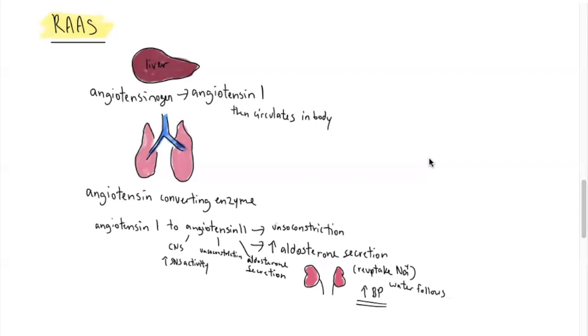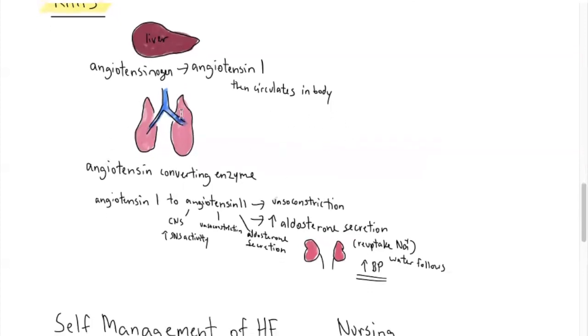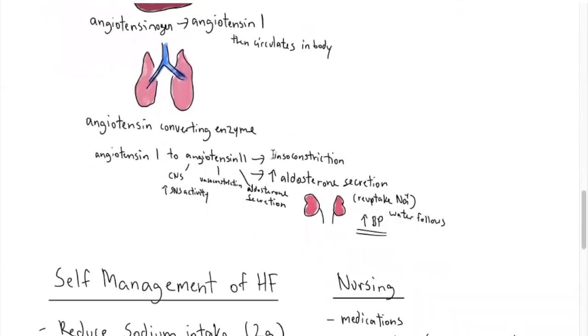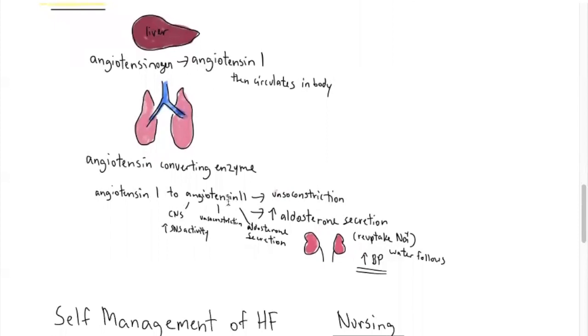releases angiotensinogen and angiotensin 1, and this angiotensin 1 circulates in the body, and eventually it reaches the lungs, and the lungs release angiotensin converting enzyme, which converts angiotensin 1 to angiotensin 2. And what does angiotensin 2 do? For the central nervous system, it increases sympathetic nervous system activity, so it releases things like epinephrine, and then causes vasoconstriction, and then increases aldosterone secretion.